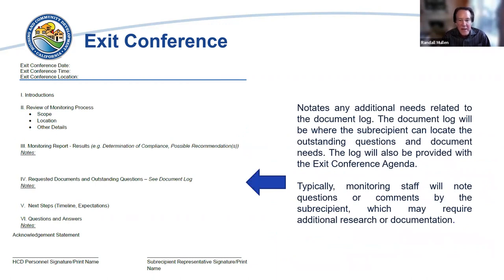You also see on item 5 that there are notes about any additional needs related to documents that were not completely offered, or for which there are outstanding questions or supplemental documents required. Typically, monitoring staff will note questions or comments by the subrecipients as well that may require additional research or documentation following the exit conference.